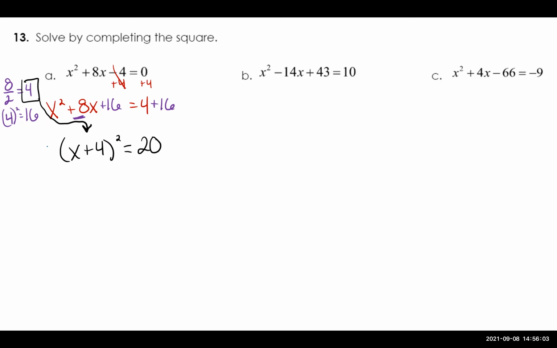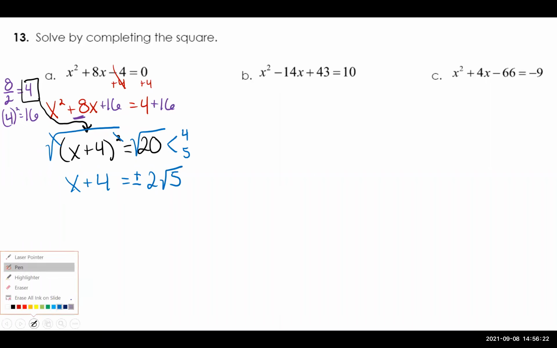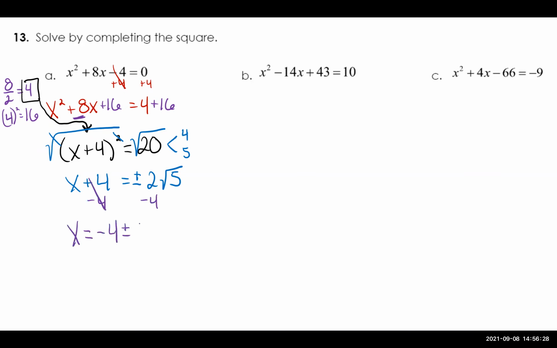From here, we want to square root both sides. So the square root and the squared cancel. We're left with x plus 4 equals plus or minus. Out of 20, we can take a 4. So the square root of 4 is 2. There's a 5 left inside. Then I want to finish by subtracting 4 from both sides. So I get x is equal to a negative 4 plus or minus 2 root 5.